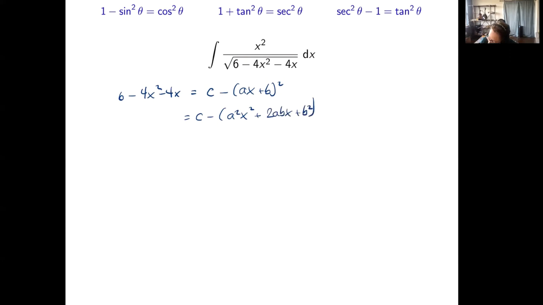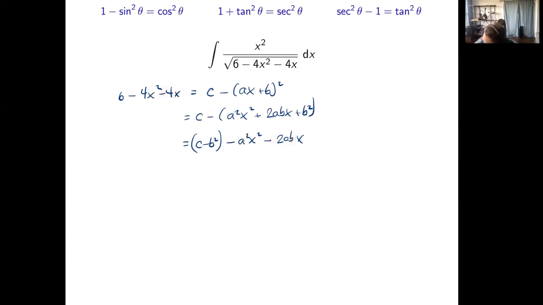I'm going to open up these and gather like terms. So this is c minus b squared. Those are both constants. There's no x's. Minus a squared x squared minus 2abx. And I'm going to match up coefficients. Here's my constant. They need to be the same. Here's what's multiplied by x squared. They need to be the same. Here's what's multiplied by x. They need to be the same as well.